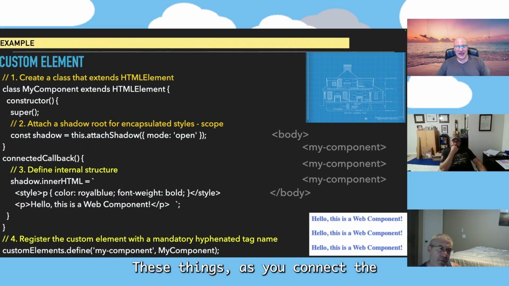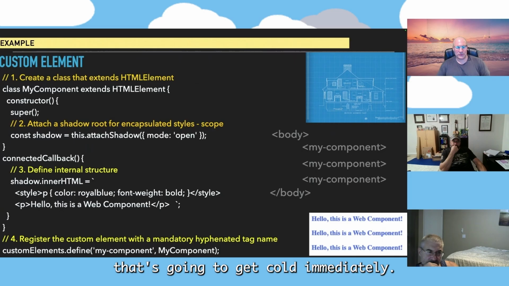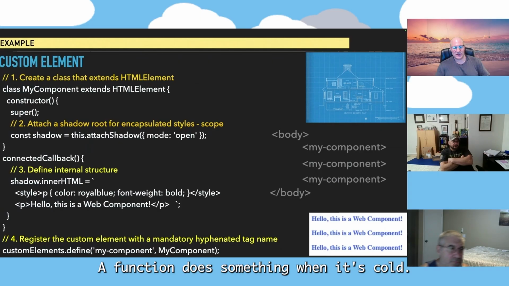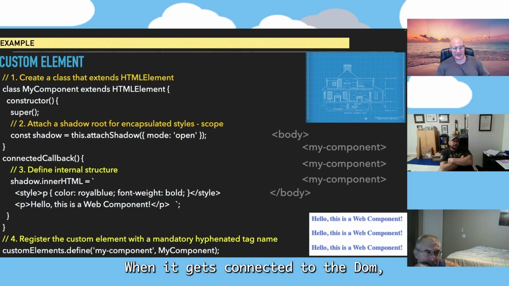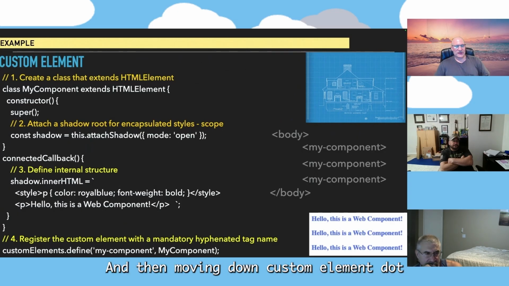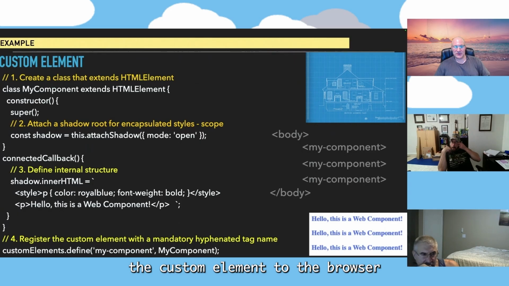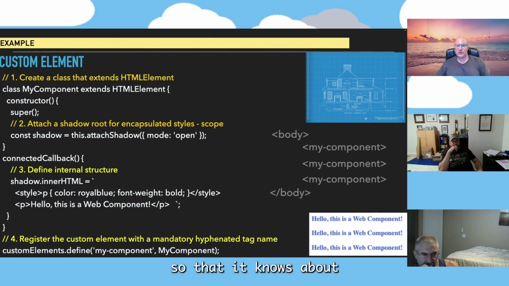connectedCallback is just a life cycle. As you connect the tag to the body or to the DOM, that's going to get called immediately. So a lot of setup stuff would be put into that life cycle function. A function does something when it's called. So this gets called when it gets connected to the DOM. It creates this shadow inner HTML. And then moving down, customElements.define registers the custom element to the browser so that it knows about it. It knows what to do.